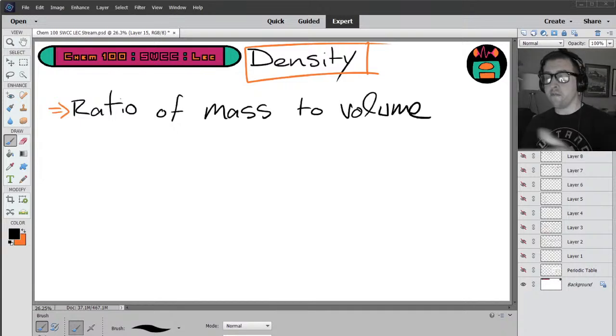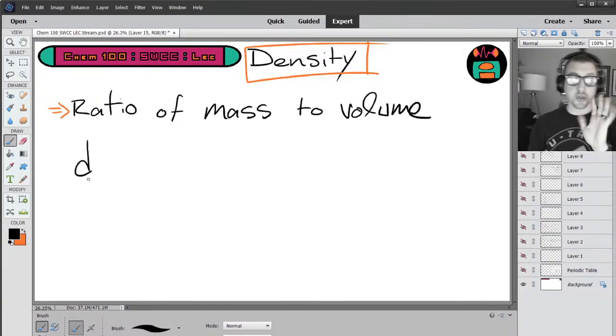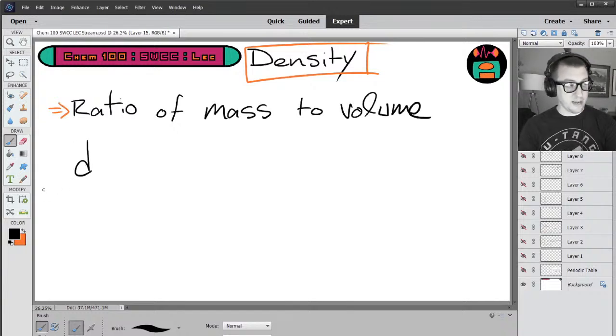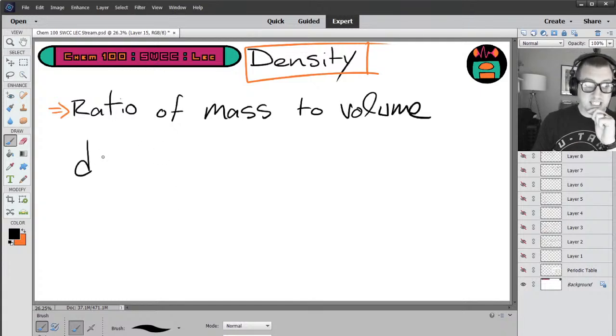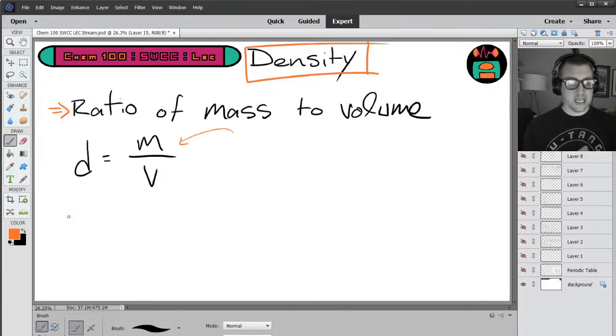So density is a ratio of mass to volume, all right? And the equation for density, which I would totally recommend adding to your exam equation sheet, is density equal to the mass of a substance divided by its volume. All right, so the units the density will usually have is some mass unit over some volume unit.